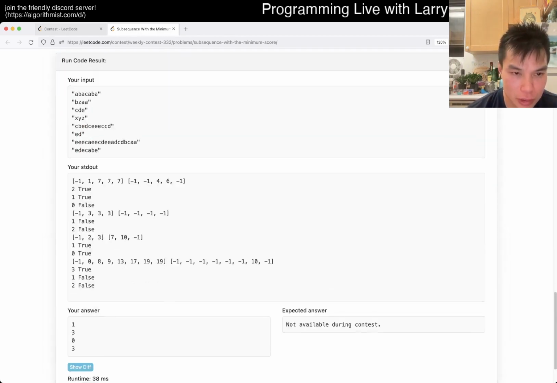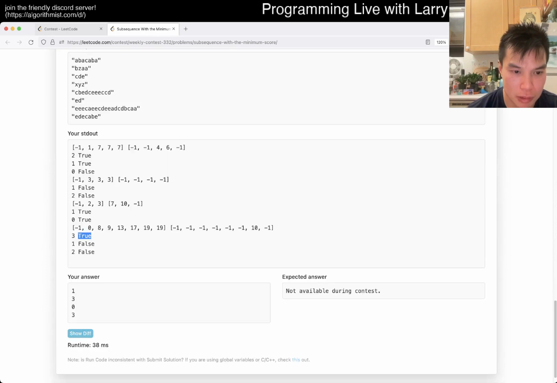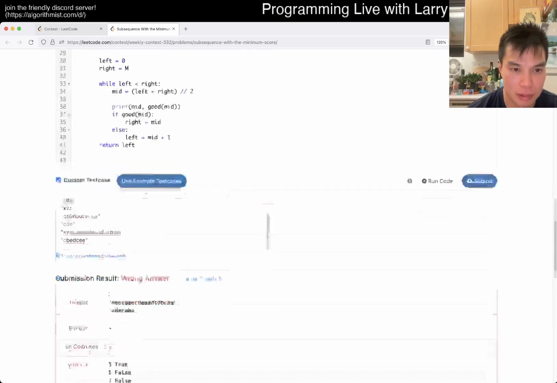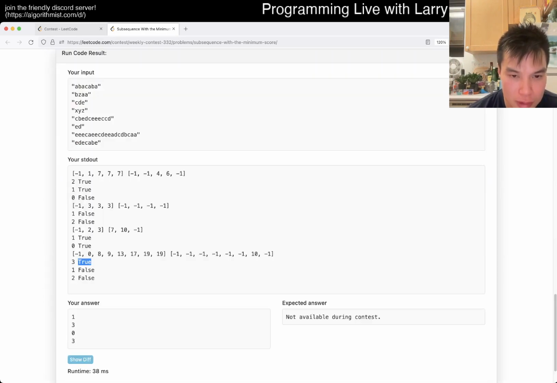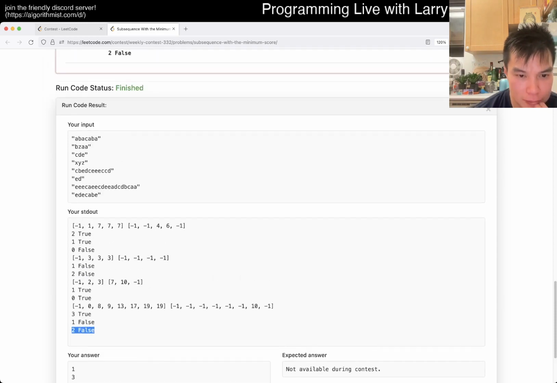So the answer is 2. True, what does true mean? True means that it is possible. So 3 is possible, but 2 is not. Why is 2 not possible? Let's see. Is it because of this weird -1? And this is a... I don't know how to handle this one, that's why, maybe. 2 is false. No, that should be... because you can remove B and Y, I think. At the end, that's why.